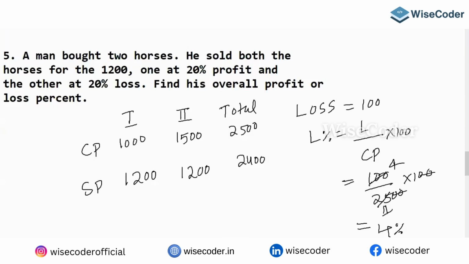Guys, there is one particular shortcut for this question. We got our 4%, but it will take a lot of time to calculate in this method. What is the other way? So please write down a note. Note 2. What is the condition here? The selling price was the same. In the previous question, the cost price was the same.